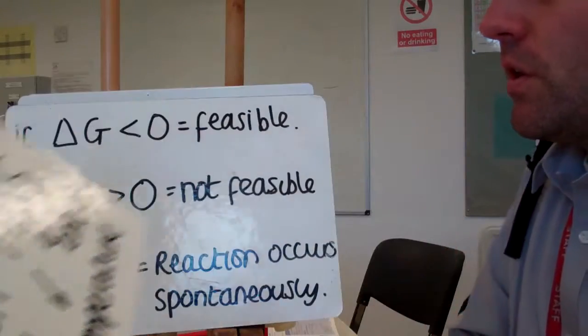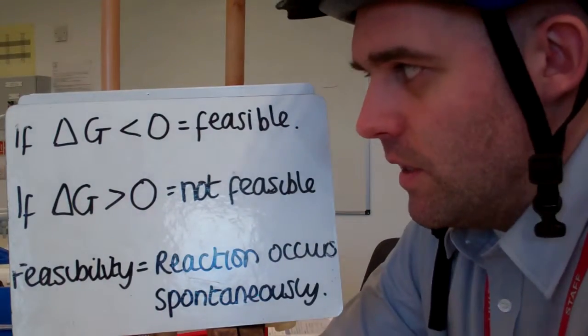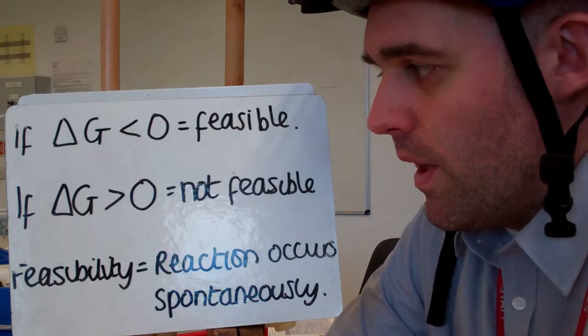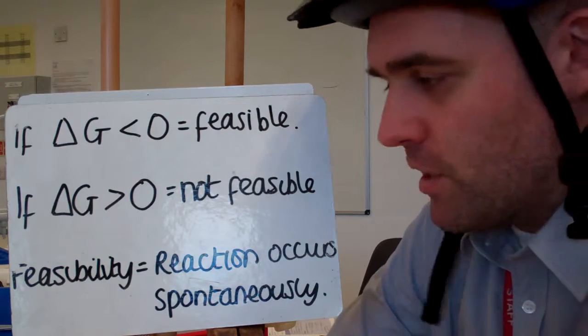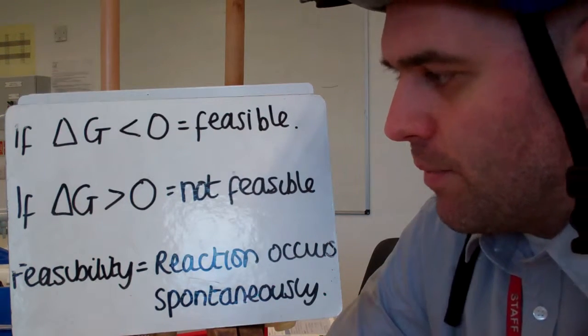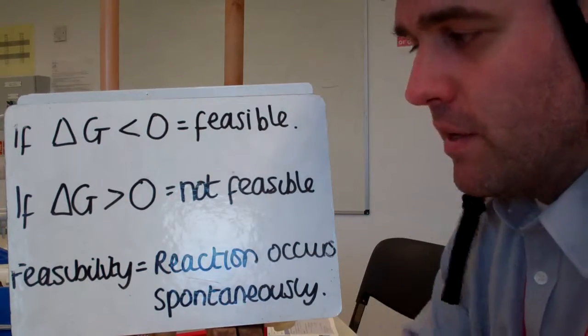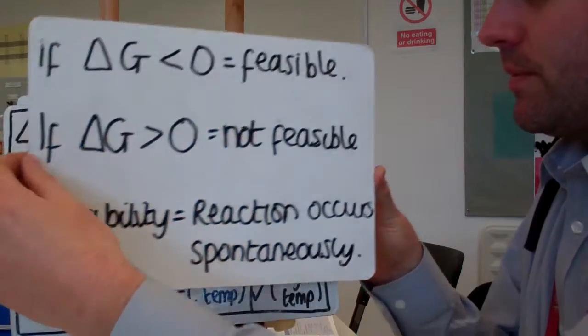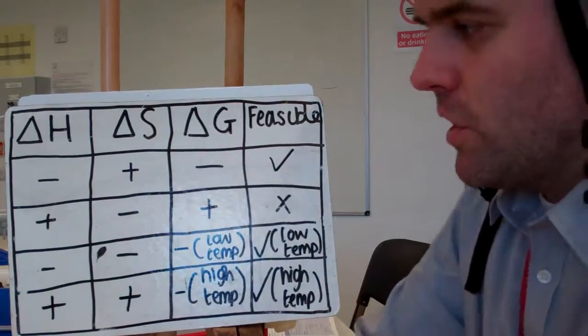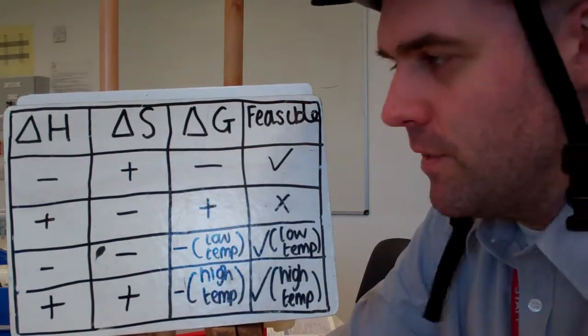Okay? So if delta G is negative, then the reaction is feasible. If delta G is positive, then the reaction is not feasible at that particular temperature. Feasibility means whether or not the reaction will occur spontaneously without any additional help. And different scenarios will lead to whether or not the reaction is feasible or not.